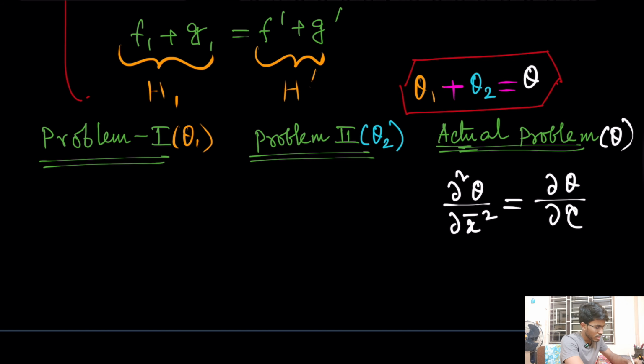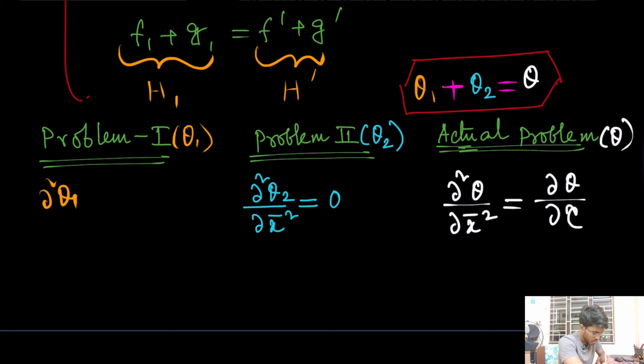Okay. So I can write, maybe this equation is, okay, theta 2 is equal to 0, that is my theta 2 is not a function of tau, okay, and I can write here del square theta 1, okay, this is equal to my del theta 1 del tau. Clear?